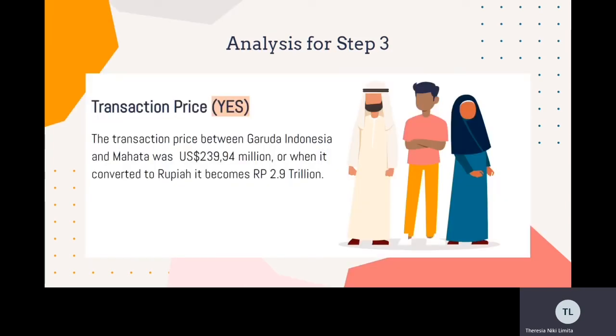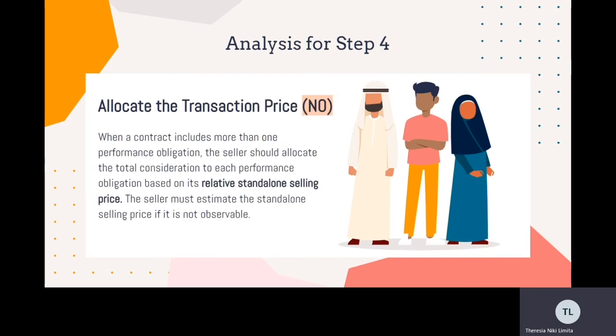And then the next one is the transaction price. As we can see from the case, the transaction price between Garuda Indonesia and Mahata was $239.94 million US dollars, or when converted to rupiah, 2.9 trillion rupiah. So this is the transaction price of Garuda and Mahata. The next one is allocating the transaction price. We considered this as no because there is no more than one performance obligation in the contract. So this is only one performance obligation, so there is no allocated transaction price.